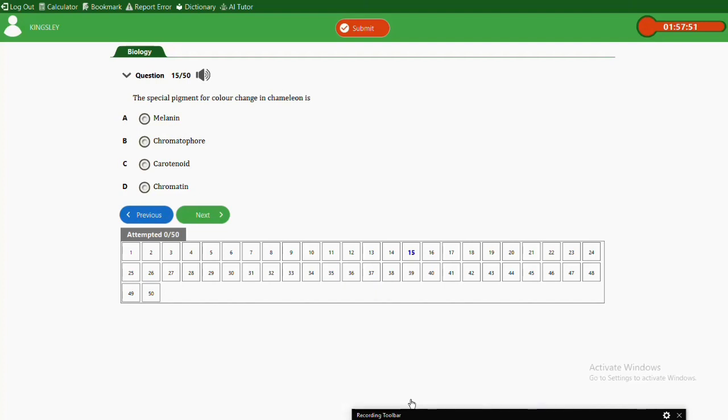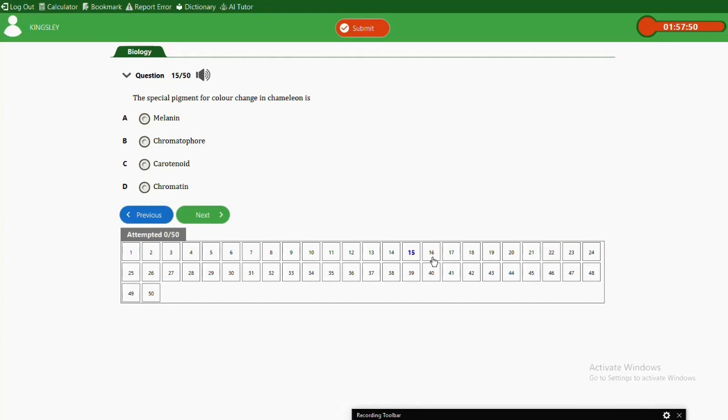That's question number 15, and it says, the special pigment for color change in chameleon is A, melanin, B, chromatophore, C, carotenoid, and D.